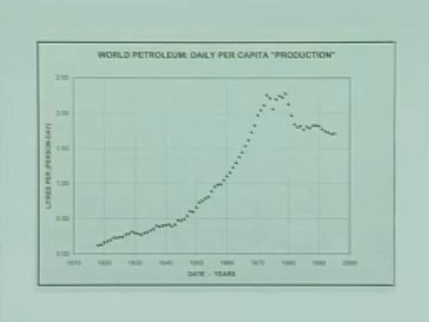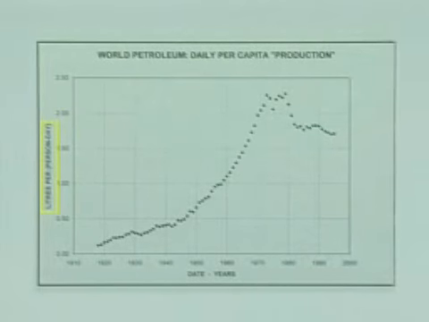Let's take another look at world oil production. Now, the graph here is slightly different from the one I showed earlier. What I'm showing here is per capita production of oil, which means that at every point I take the world production divided by the world population that year. Now, the scale here on the vertical axis is liters per person each day. There's the number 2. Now, 2 liters a person a day. 2 liters is about half a gallon.